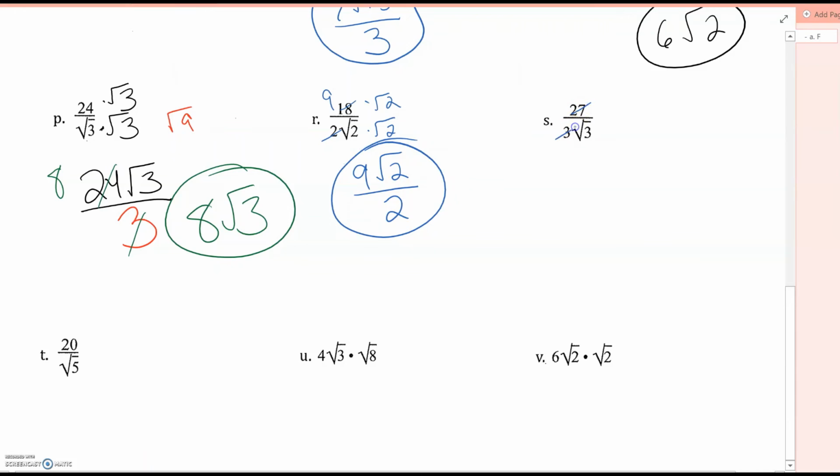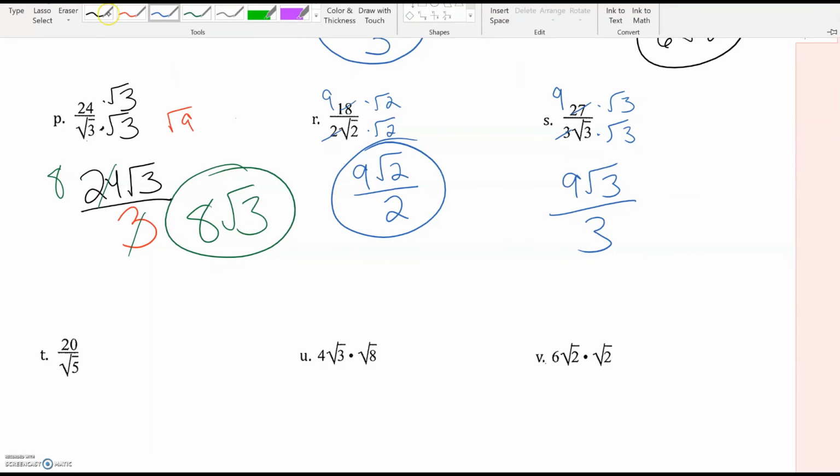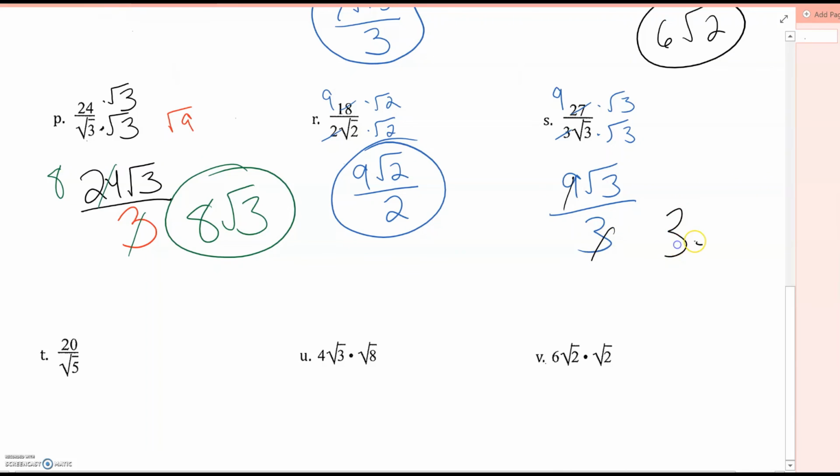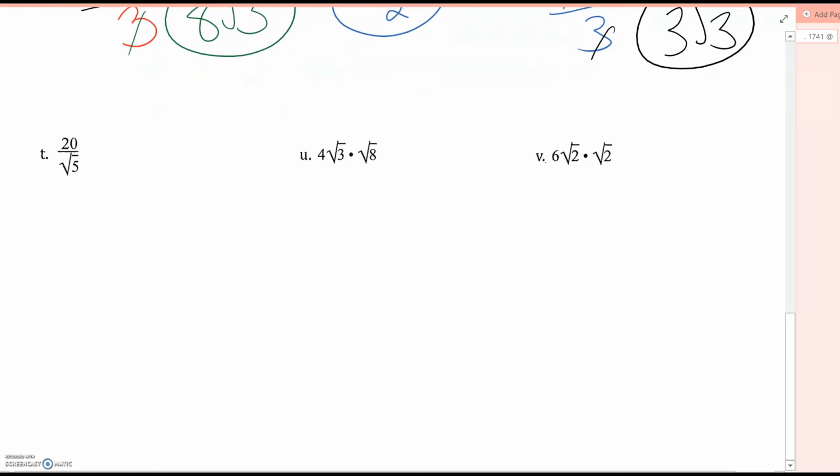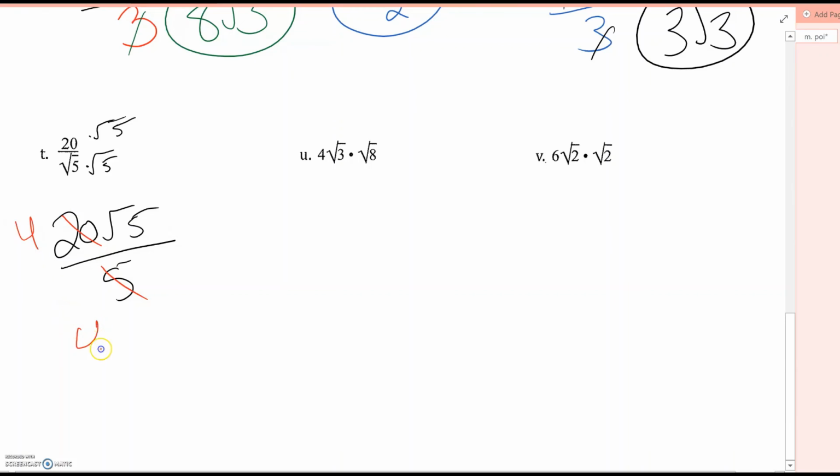27 and 3 I can simplify. 27 divided by 3 is also a 9. Multiply top and bottom by the square root of 3. 9 square root of 3 over 3. I can then simplify to get 3 square root of 3. Letter T, top and bottom, square root of 5. I would get 20 square root of 5 over 5, which would just be 4 square root of 5.